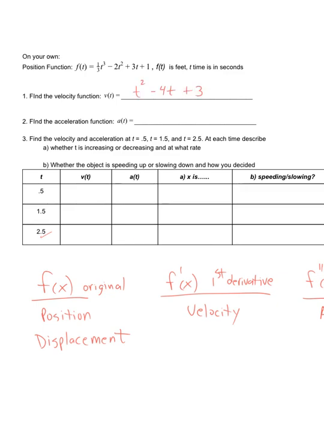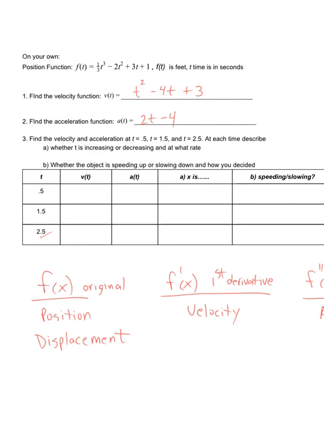Okay, hopefully you tried this on your own, but let's go through it. The derivative of 1/3 t cubed is 1t squared. The derivative of 2t squared is 4t. The derivative of 3t is 3, and the derivative of 1 is 0. Now when we go and find the second derivative, the acceleration, the derivative of t squared is 2t to the first. The derivative of negative 4t is negative 4, and the derivative of 3 is 0. So remember, the degree goes down by 1. Our original function is a cubic. Our first derivative, velocity, is a quadratic, degree 2. And our second derivative, the acceleration, is linear, t to the first.